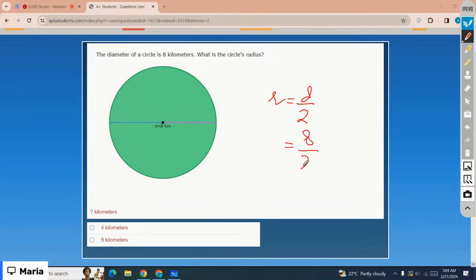Diameter is 8, so 8 divided by 2 is 4 kilometers. That is the radius of the circle. The radius of the circle is 4 kilometer. Option number 1 is the correct option. Got it? The radius is 4 kilometers.